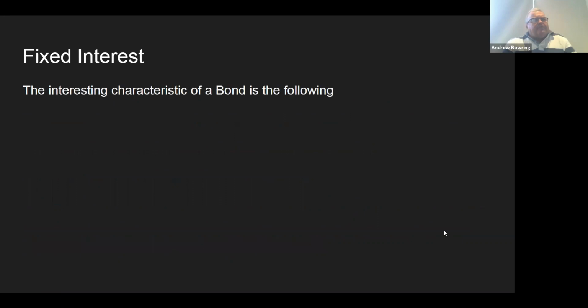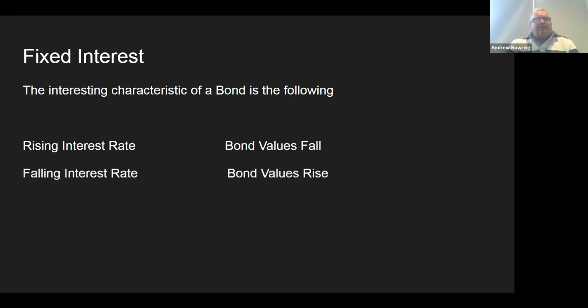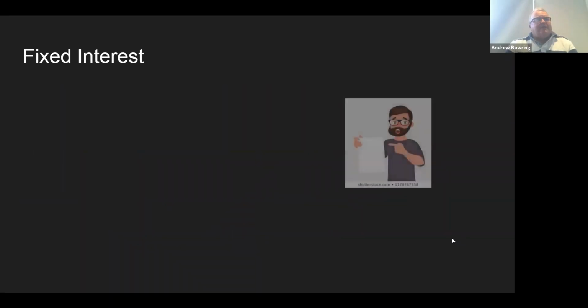So the interesting characteristic of a bond is that when interest rates go up, the value of bonds falls. And when interest rates go down, falling interest rates, the values of bonds rise. Now, that might be a little bit counterintuitive to us as to just how does that happen. So I want to just take you through a bit of an example here.